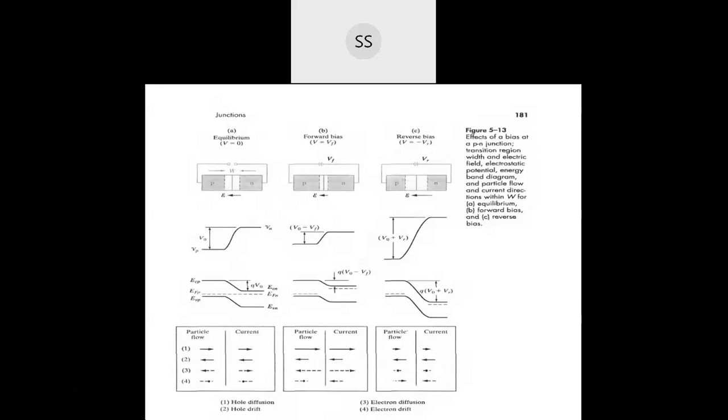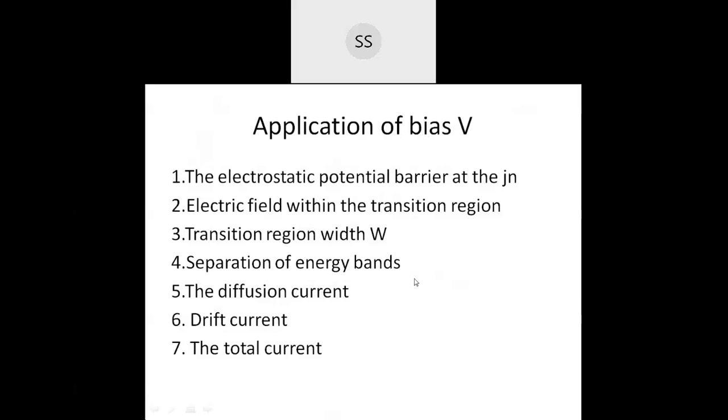Okay, so it mainly depends on how many electrons are crossing them. It doesn't depend on how fast they are being crossed. So therefore, that is the drift current. Therefore, we come to one more parameter. What is this total current? Okay. So now the total current crossing the junction is the sum of both diffusion as well as the drift currents.